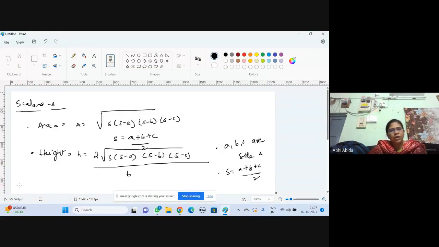Okay, next, perimeter. The perimeter of any triangle, here a scalene triangle where all the sides are different, is nothing but a plus b plus c. This is all the stuff regarding the triangles.